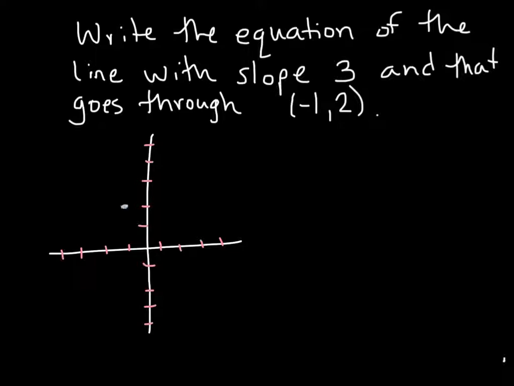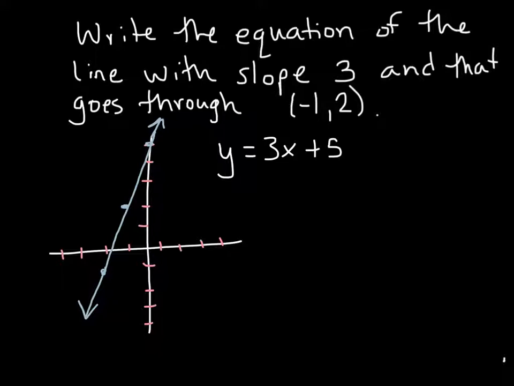So it's going to go through this point. And I know 3 is up 3, 1, 2, 3, over 1. So I know I'm going to have a point here. Or I could reverse that. I could go down 3 to the left 1. So down 1, 2, 3, left 1. So I know my line is going to look something like this. Crudely drawn, right? So the question is, what's the equation of this line? Well, I kind of already found the y-intercept just from graphing it. I can see that my y-intercept looks like it's going to be 1, 2, 3, 4, 5. So I'm betting that the equation of this is going to be y equals 3x plus 5.